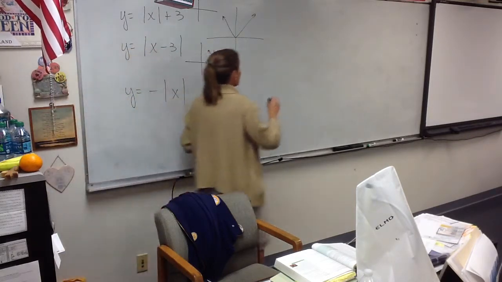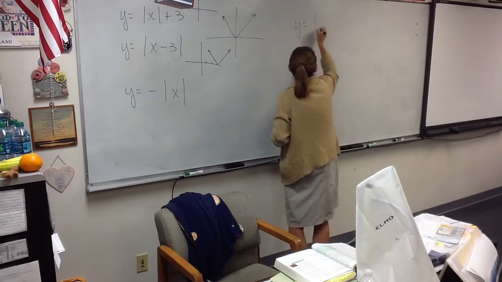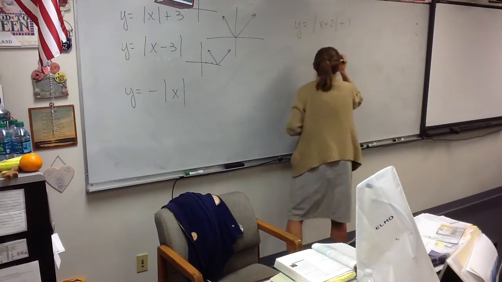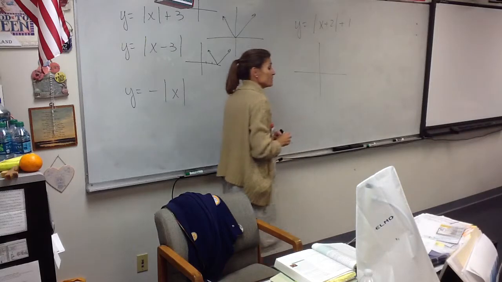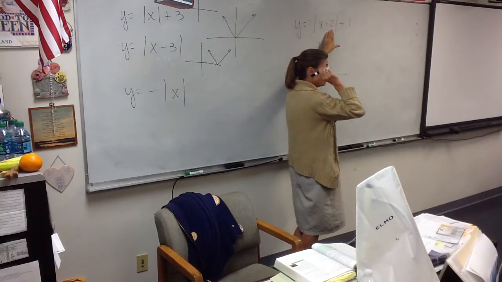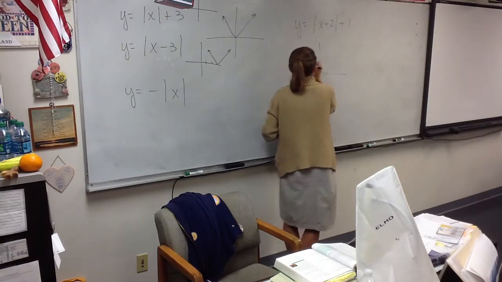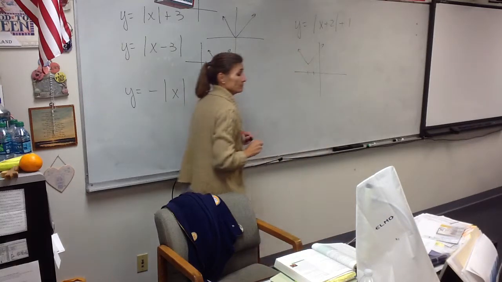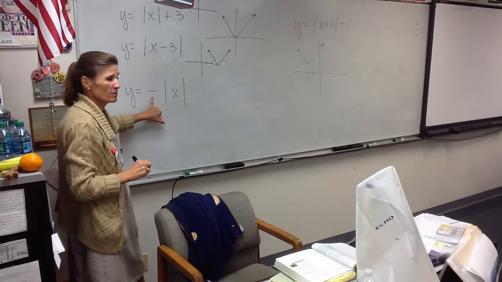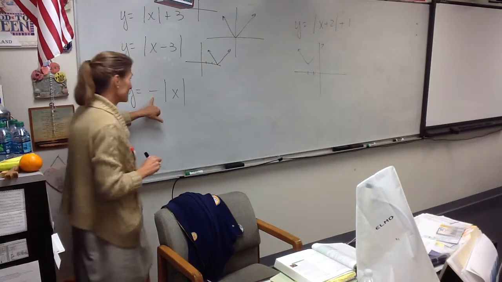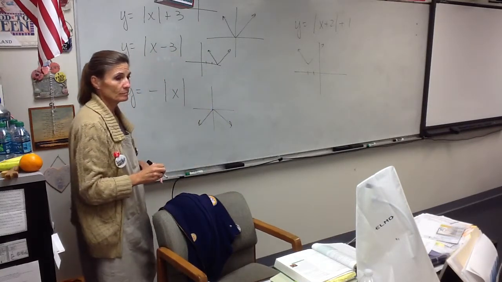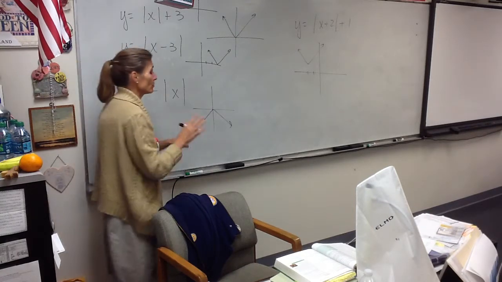So if you had a problem like this, where would that V be located? You've done 2 things now. What does this do? To the left 2 and up 1. So that V would look like that. Now what does this negative do? We talked about this a little bit, or there were some problems like that. It flips it upside down, so that V is going to look like that. Okay, these are critical things.